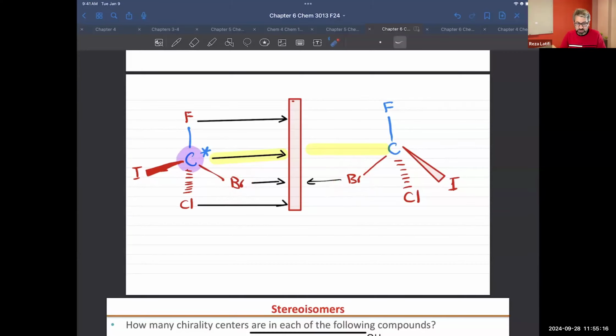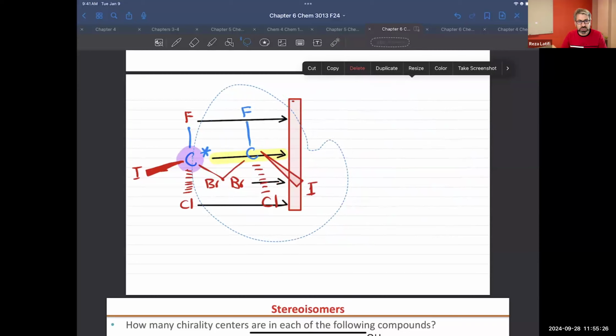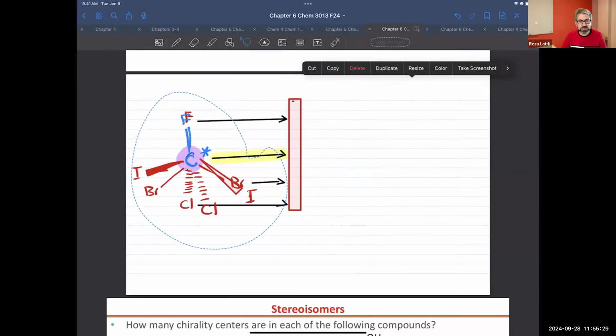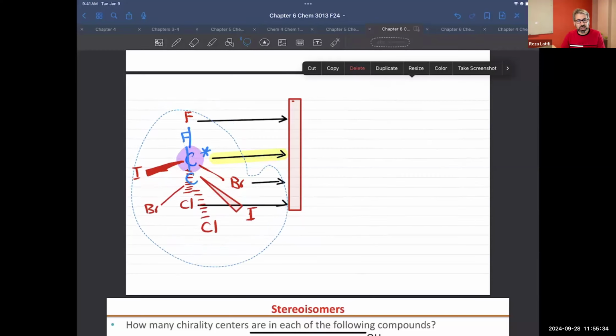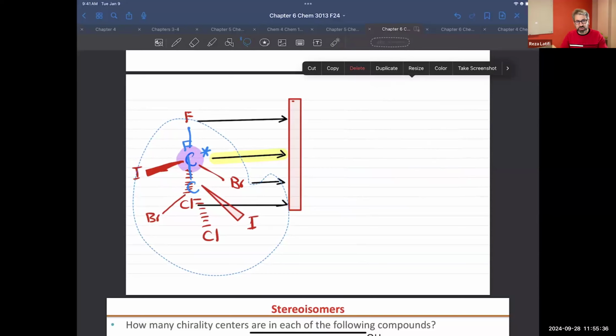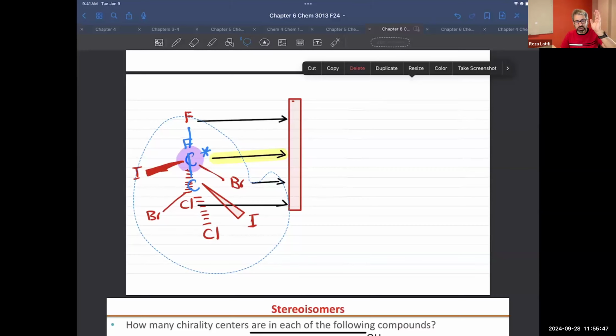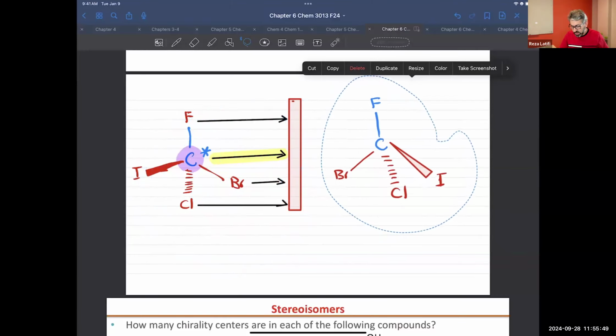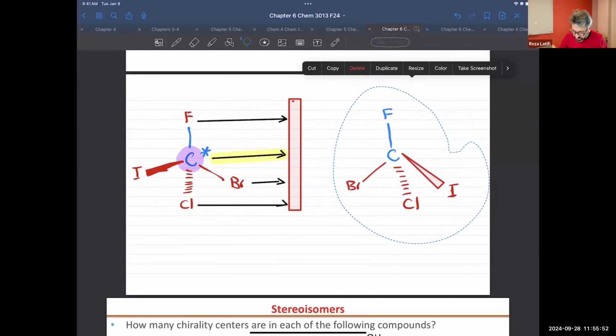Now, I say they are not superimposable, okay? Again, what does it mean? It means if I take this structure and move it here, you will see that everything is mirrored, okay? Iodine is on the left in one structure, here it is on the right side. Bromine on the left, we have it on the right side. Chlorines and fluorines are fine, but the rest are mirror images of each other.